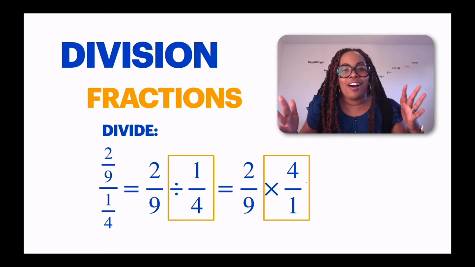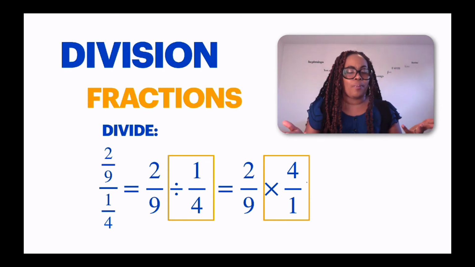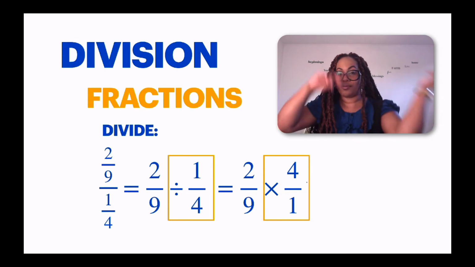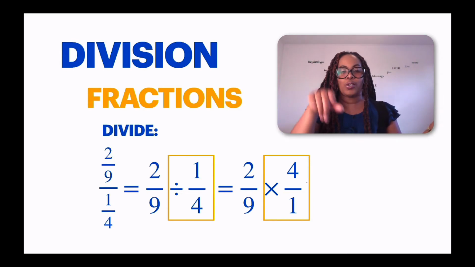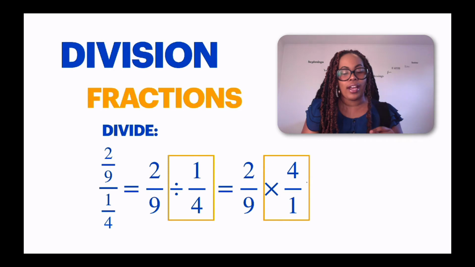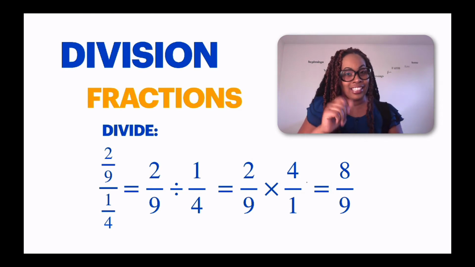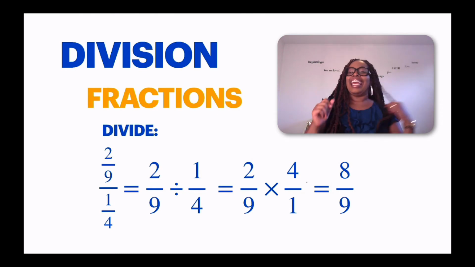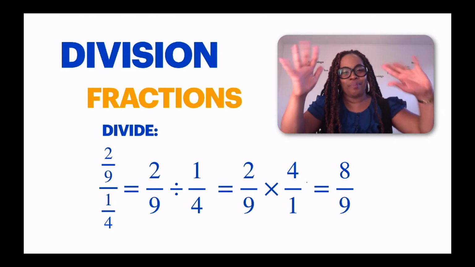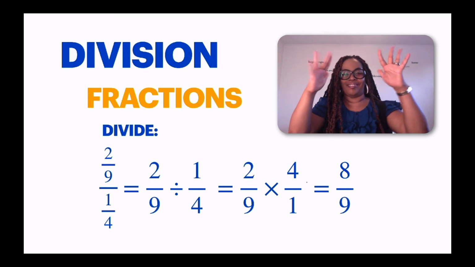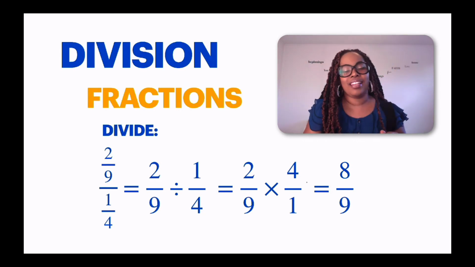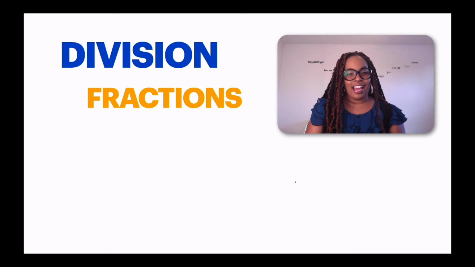Good. Now we know how to do this part. This is the simple part. Multiplication of fractions, straight across. 2/9 times 4 over 1. So 2 times 4 gives us 8, and 9 times 1 gives us 9. Our final answer, ladies and gentlemen, is 8/9. Beautiful. Let's go on to another guy.